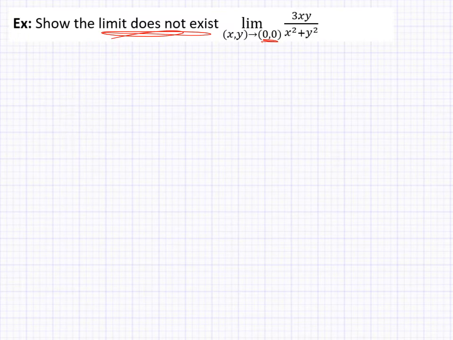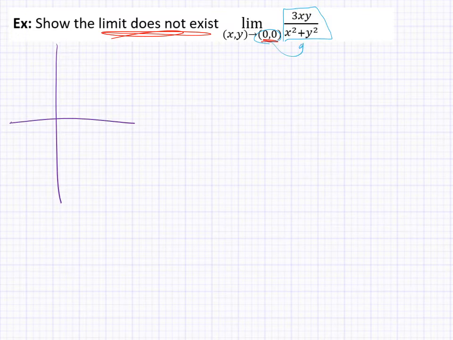Any two ways to get to 0, 0 are going to give me two function values that are not the same. So that's what I'm doing here. Also notice that 0, 0 is a discontinuity for this function in that it makes the denominator equal 0.